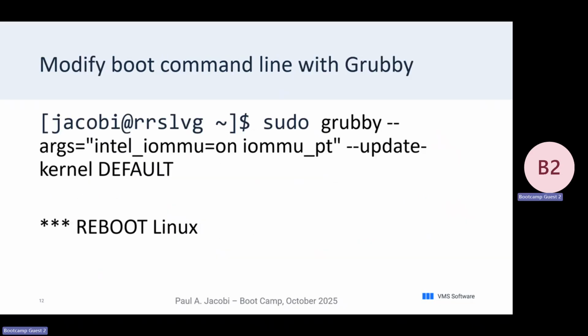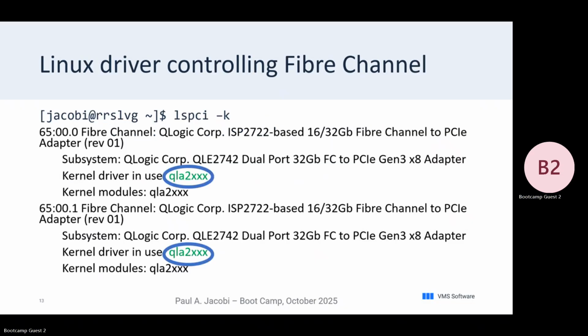On newer systems, you can use the new grubby utility for systems that use the new GRUB2 boot. And you can use this line to add those two arguments to your command line. If your system is using the older GRUB1-style boot environment, you will have to manually modify the grub.conf configuration file to add those items. And of course, then you'll need to reboot Linux itself to make those changes take effect.